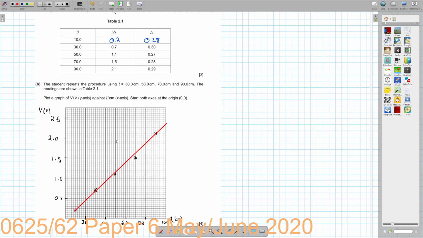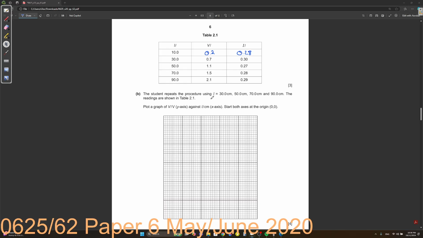If they tell you to curve, then draw a curve. They'd say draw a curve. If they say plot a graph, you're expected to draw a line of best fit. Okay? If they said a straight line graph, then you'd connect each point. Okay? Let's see now. So we plotted our graph.